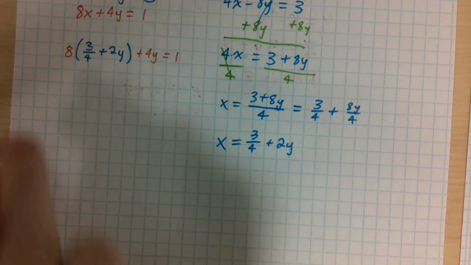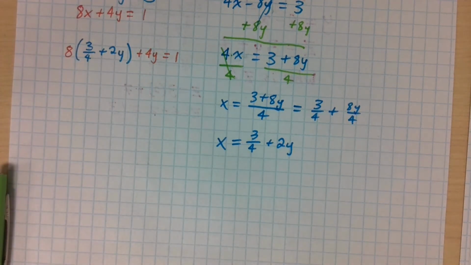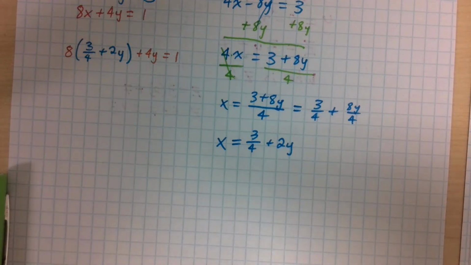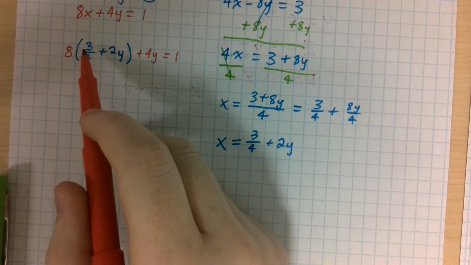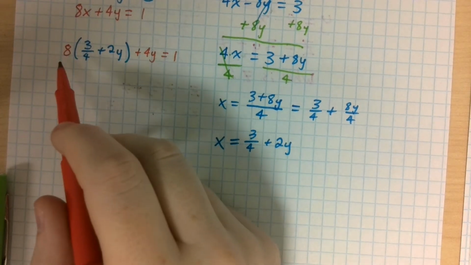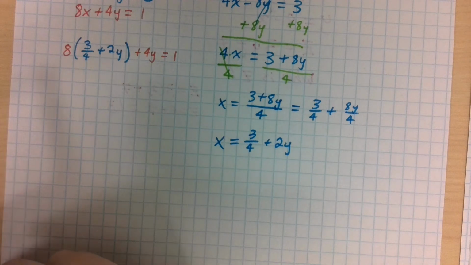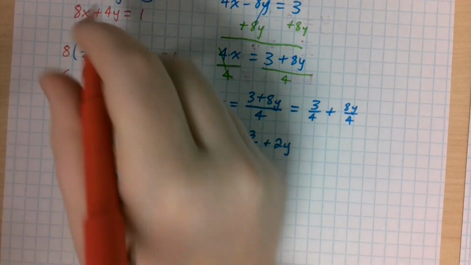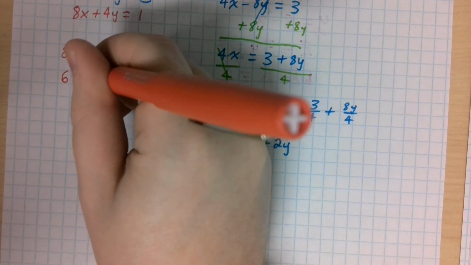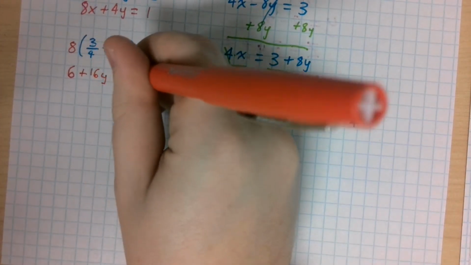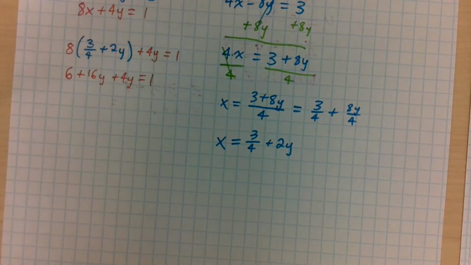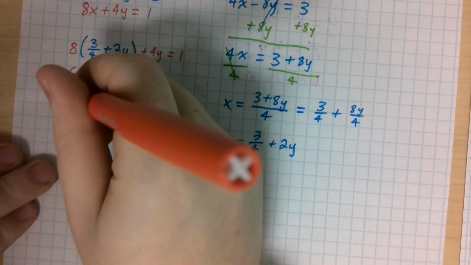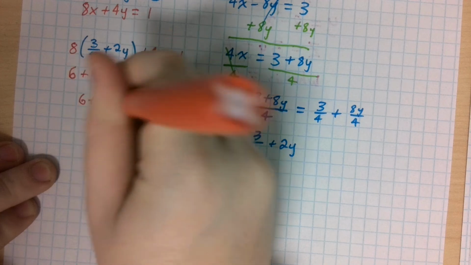So let's do it. 8 times 3/4 is something that you could do in your calculator, but think about it like this. Instead of the word multiply, think of it as the word of. What's 3/4 of 8? Or, what is 8 of 3/4? 3/4 of 8 is 6. So, this will be 6. 8 times 2y gives us plus 16y. We have this plus 4y that's sticking around from before, and that equals 1. 16 plus 4 is 20, so we have 6 plus 20y equals 1.